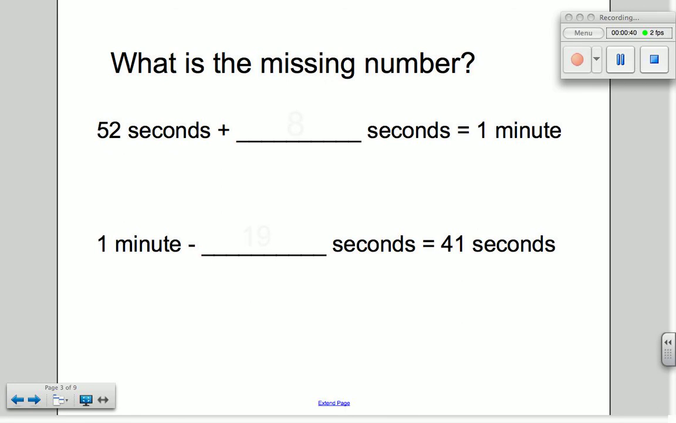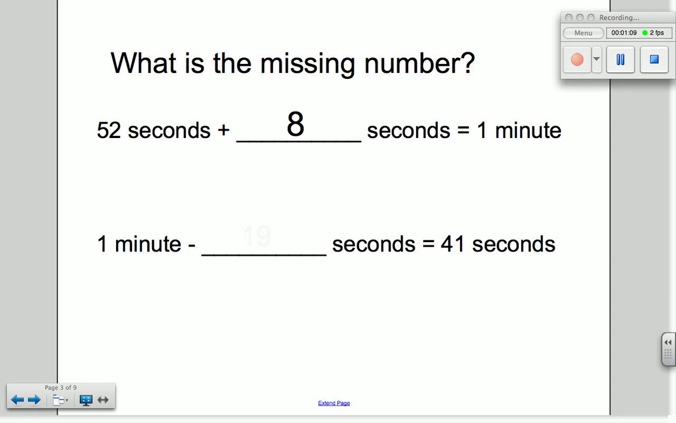What is the missing number? 52 seconds plus how many seconds equals 1 minute? Well, we know that if we have to get to 1 minute, that 60 seconds equals 1 minute. If we already have 52 seconds, how many more seconds do we need to make 60? Hopefully you said 8.